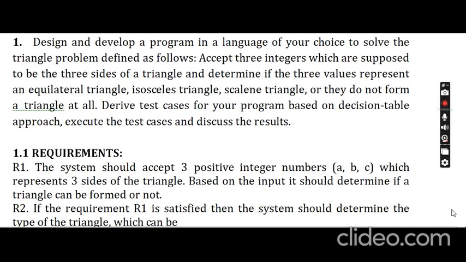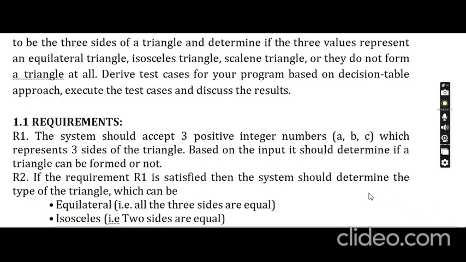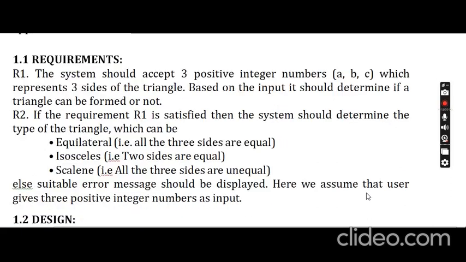Before we start with the triangle program, we definitely need requirement specifications. There are two requirement specifications, R1 and R2. The first requirement is that the system should accept three positive integer numbers a, b, c, which represent the three sides of a triangle. Based on the input, it should determine if a triangle can be formed or not. This is requirement number 1.